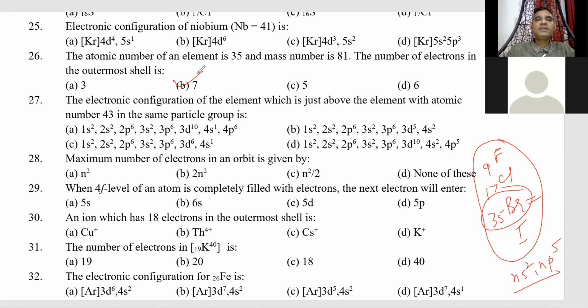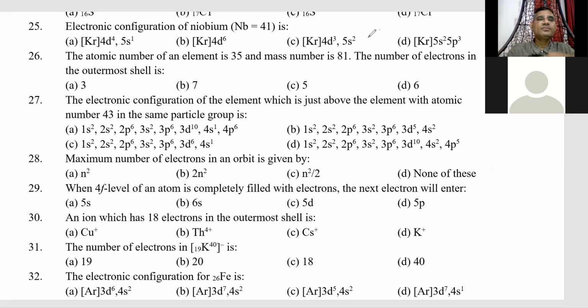Now what about the next one, the 27th one? Compound the element with atomic number 43 in the same particle.